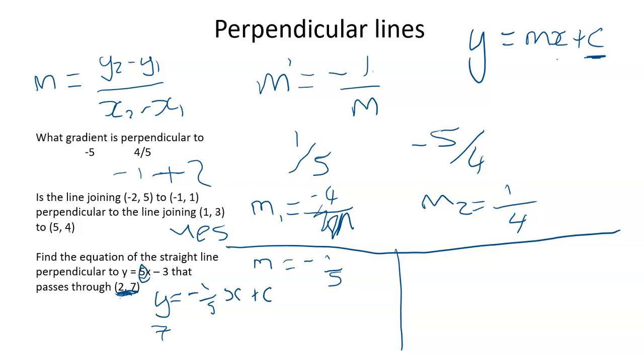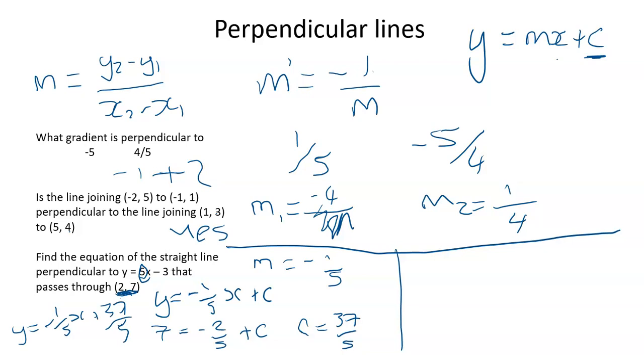So we can say 7 equals minus 1/5 times 2, so minus 2/5, plus c. And then we can work out what the c value must be. c equals, well, 7, let's turn it into fifths, so 7 whole ones times 5 is 35 fifths, plus 2/5, because we're going to move it across to the other side. c is 37 fifths. And so the answer is that y equals minus 1/5 x plus 37 fifths.